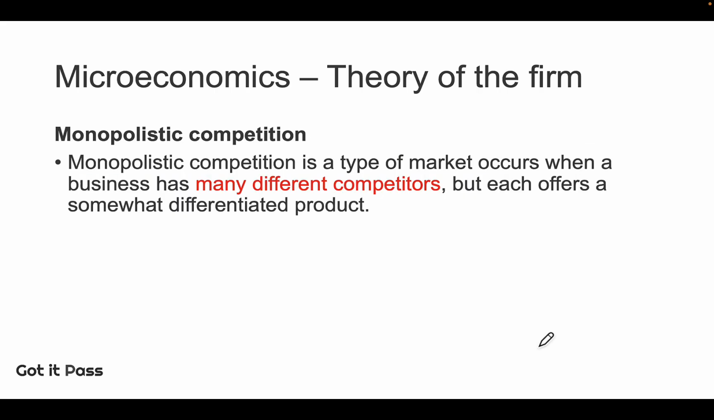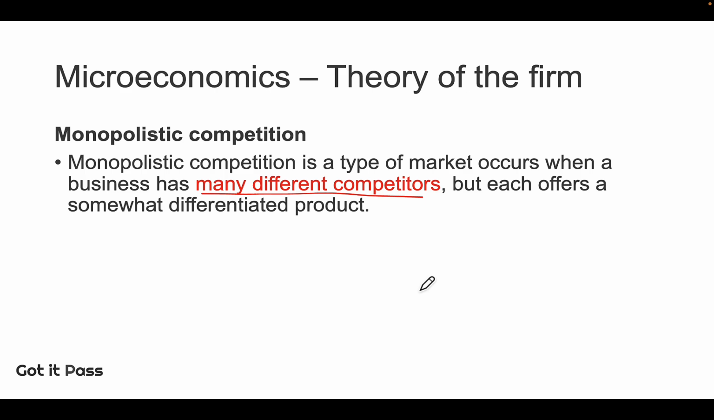The third form of imperfect competition is monopolistic competition. Monopolistic competition is a type of market that occurs when a business has many different competitors. It means much more than we discussed before, like oligopoly. Sometimes it's more than 10, or sometimes you cannot count how many players are in that particular market. And each player in the market offers a somewhat differentiated product.